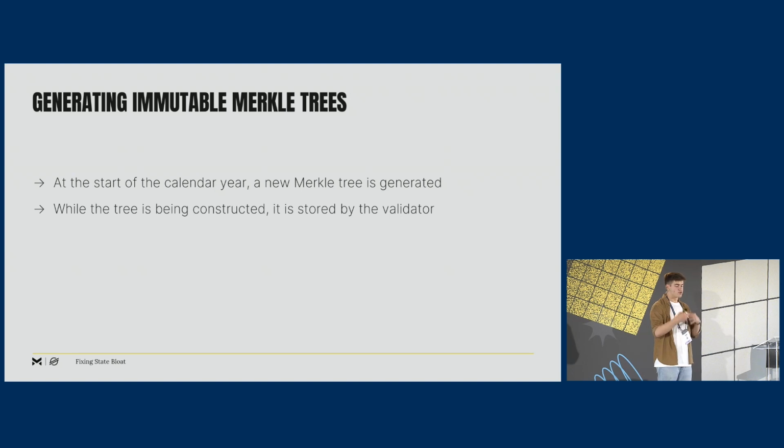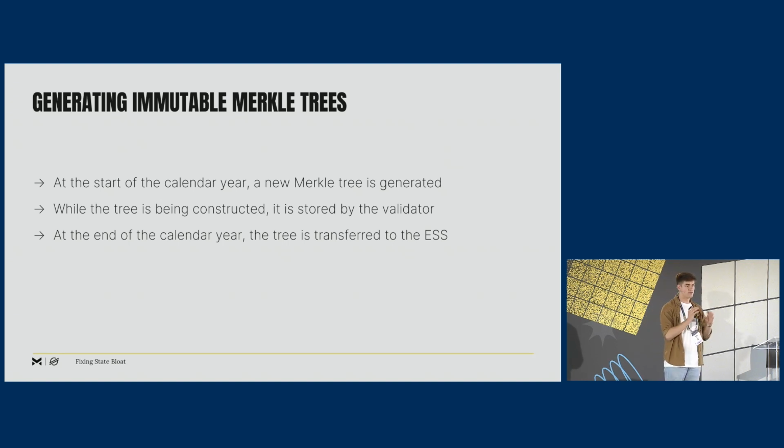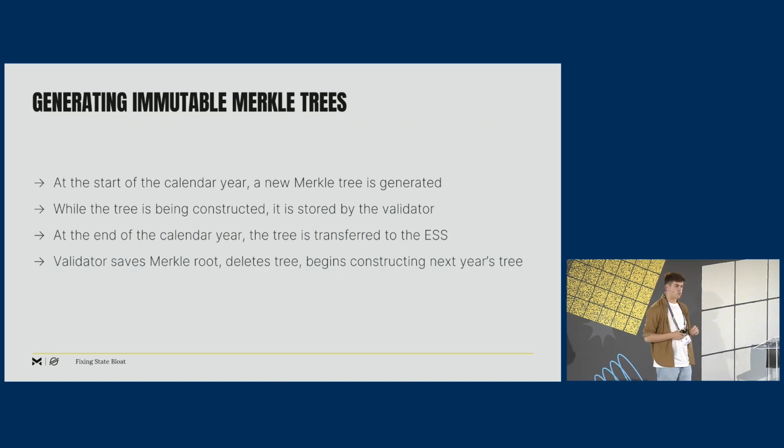Then, throughout the calendar year, whenever an entry is expired, it will not be immediately sent to the ESS, but instead the validators will store it locally on the Merkle tree they're currently building. At the end of the calendar year, this tree is considered constructed, at which point the tree is sent to the ESS. At this point, the ESS contains the complete and now immutable tree that was created during that calendar year. So our validator will store only the Merkle root of that tree, but throw away all the rest of the data because the ESS has it.